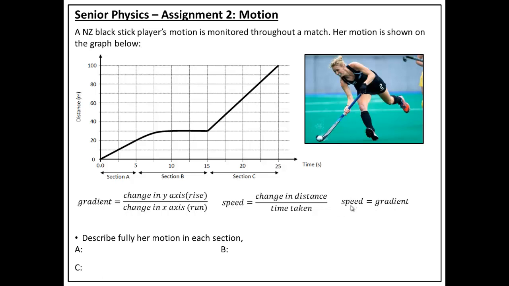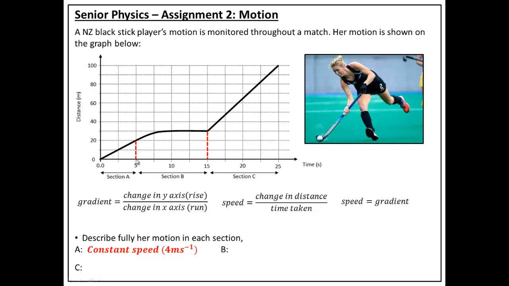So if we first look at section A, you can see that the graph is a constant straight line. It has a constant gradient, it does not change, and therefore we can say that the hockey player has a constant speed. The 4 meters per second I've just taken from doing the 20 meters, which is the distance covered, divided by the 5 seconds taken.